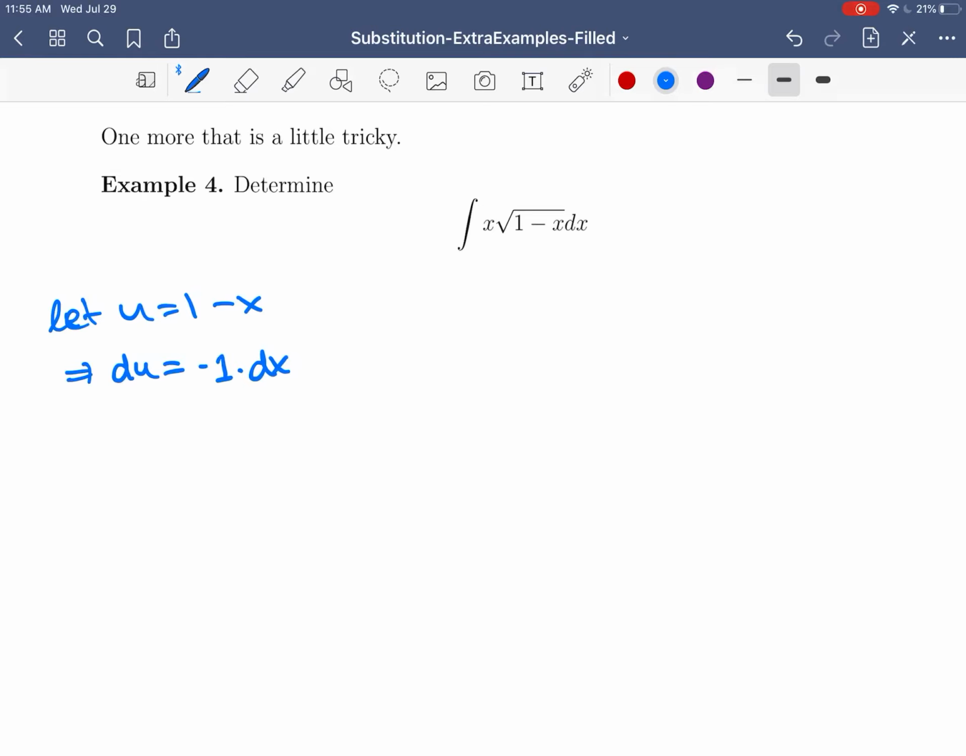So I know that this part in here is going to be my u. Okay, I can solve for dx, so negative du is going to be dx. Okay, so this part is that. But now the question is, what about this?